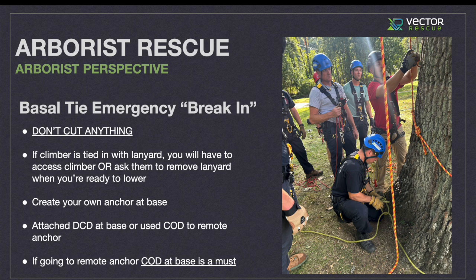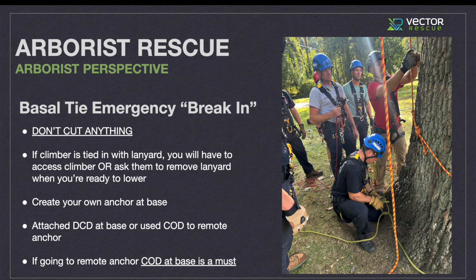So what we're going to do in these situations is create our own anchor at the base. So the rescuer who's kneeling down is creating an anchor for our stuff. We can either attach a descent control device, an ID, a rig, a clutch, a Maestro, right to that point. Or we can do a change of direction at the base and do a remote anchor someplace else with our descent control device. If we're going to do a remote anchor, we have to use a change of direction at the base of the tree.